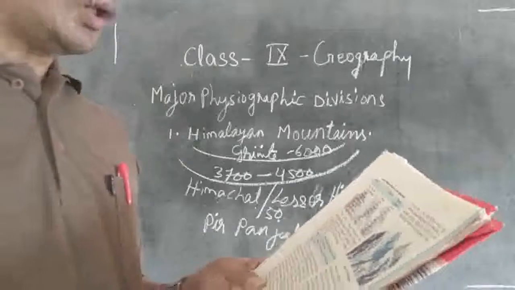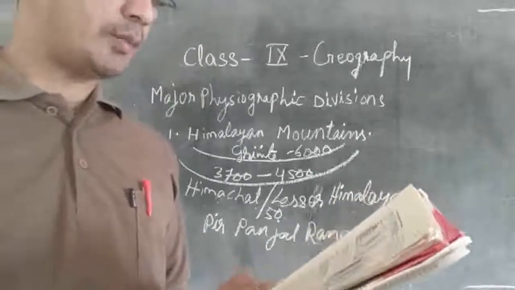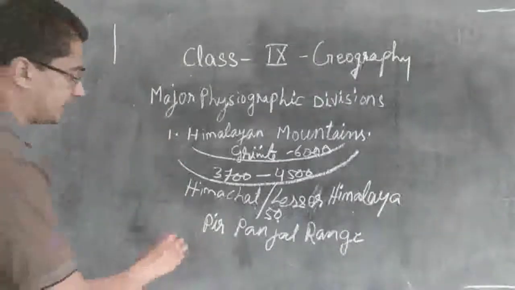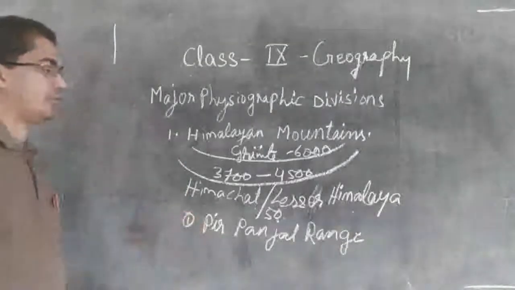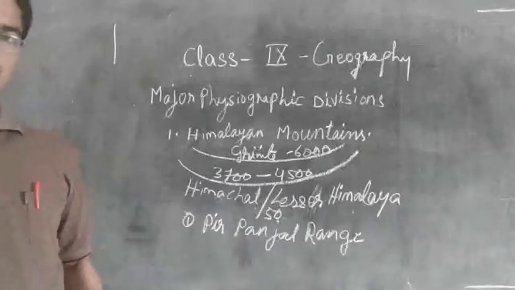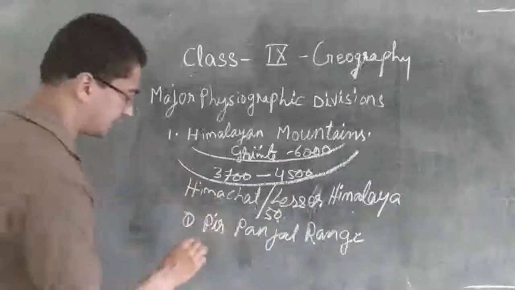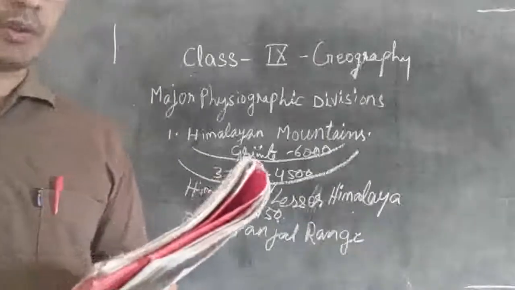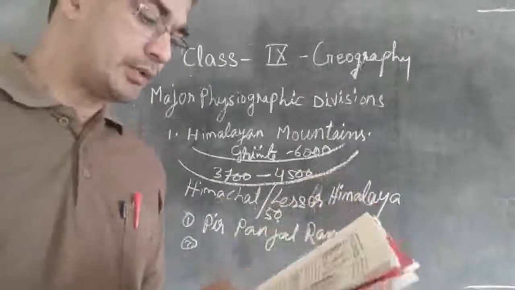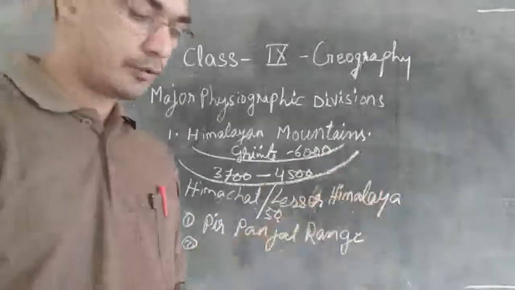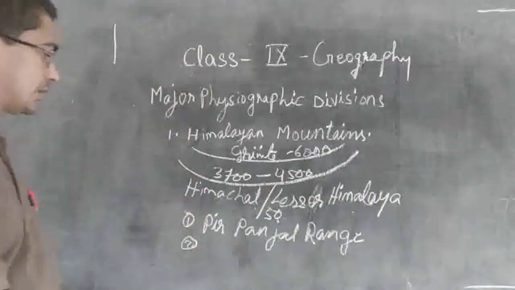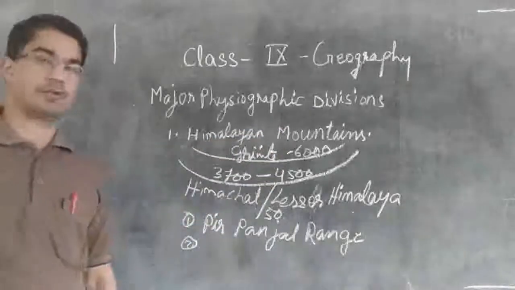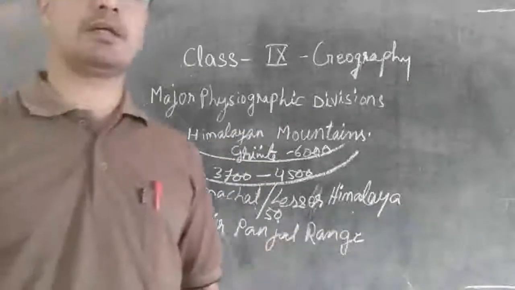Then the Dauladhar and the Mahabharat ranges are also prominent ones. So the first and the longest one is the Pir Panchal range. Then other important ones, less important ones, are the Dauladhar, and the third one is the Mahabharat ranges. They are also important. So these are the three ranges that will be found in this Himachal range or Lesser Himalaya range, that is, the middle one.